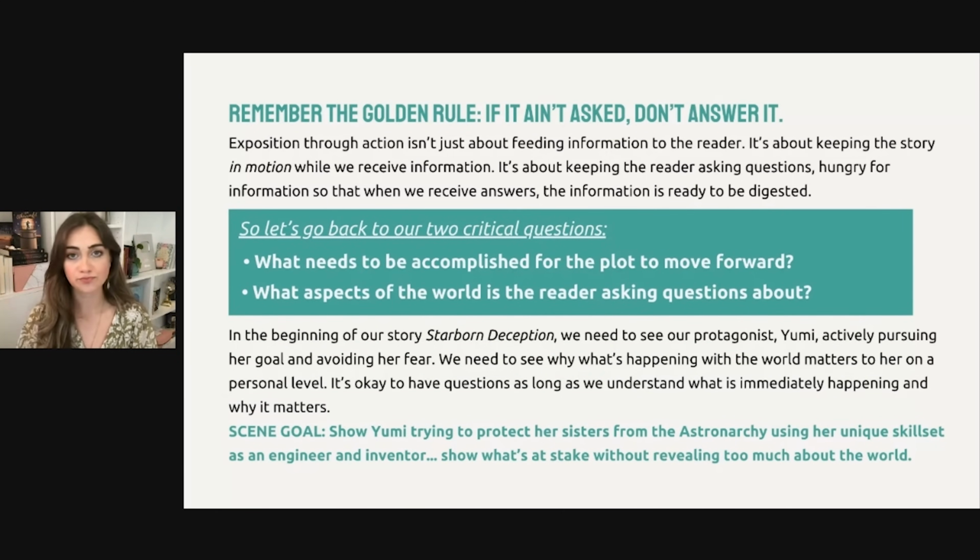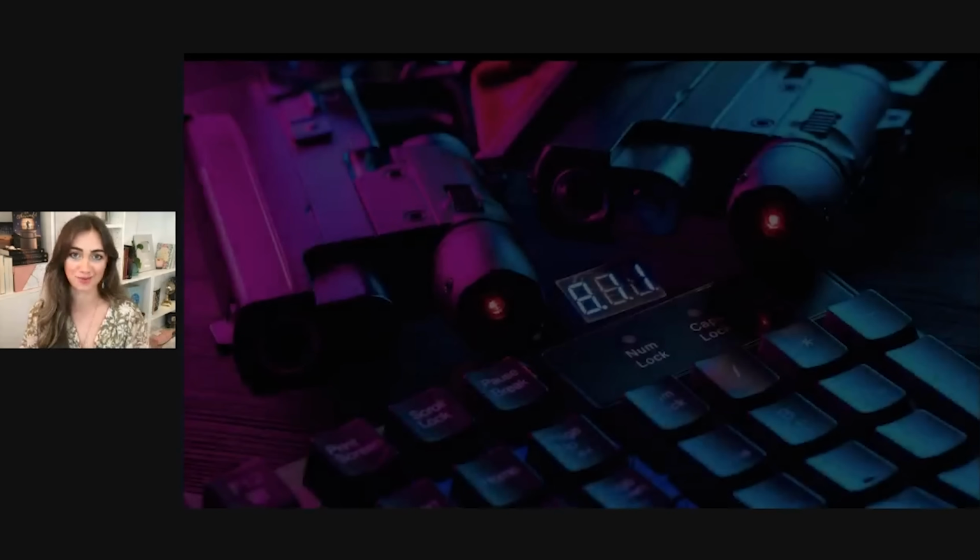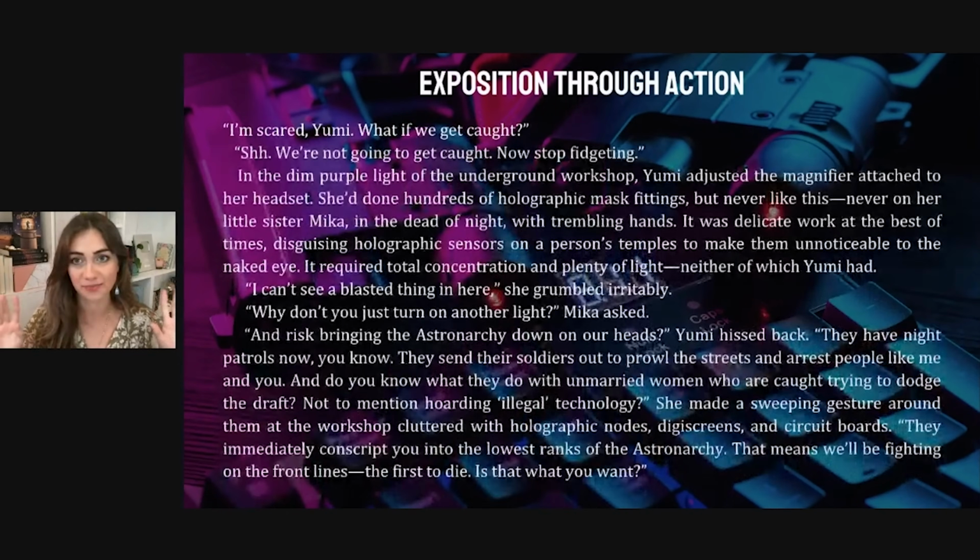So then I would say to myself, okay, the goal of this scene, Abby, is to show Yumi trying to protect her sisters from the astronarchy using her unique skill set as an engineer and inventor. Show what's at stake without revealing too much about the world. So can we do this? Let's see. A better example. This is a rough draft mind, but still much better. What if we began the story a different way?